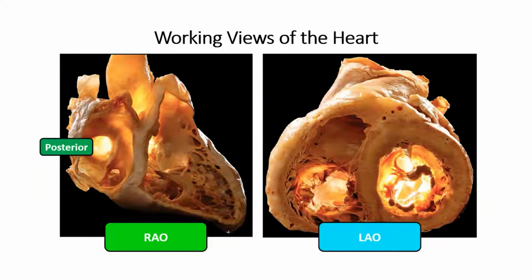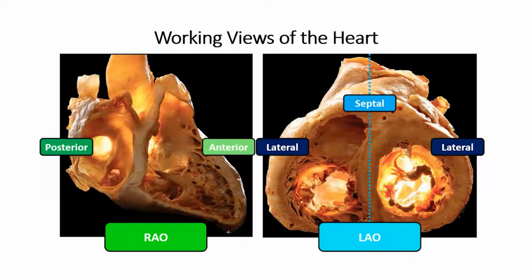Here in the RAO view, we see how the leftmost portion of the screen represents the posterior aspect of the heart, while the right side of our screen in the RAO view describes the anterior border of the heart. In the LAO view, the left and the right each represent a lateral aspect of the heart, while down the center of our screen, here we see the septum.